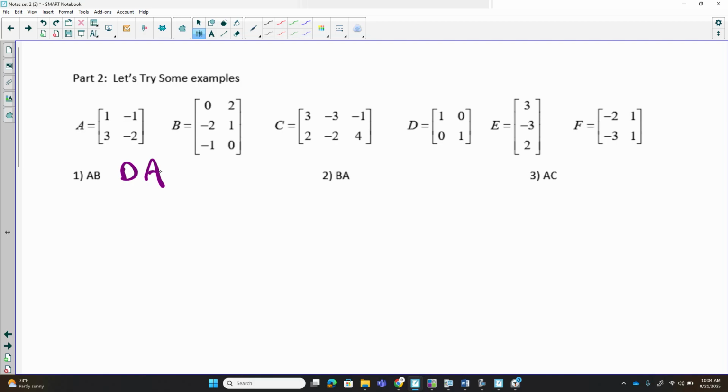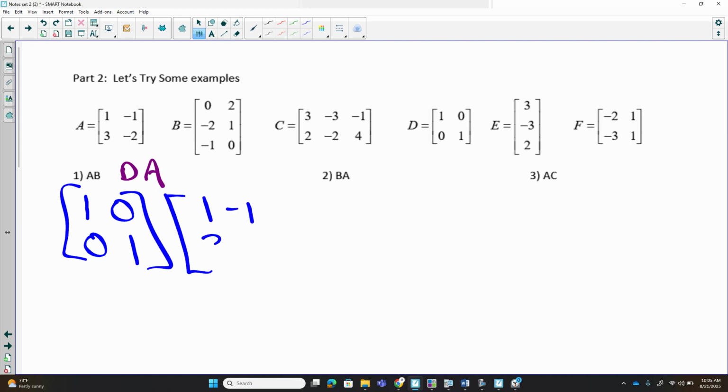All right, now. So D is 1, 0, 0, 1. Write this down, guys. You're going to be doing this one. You're going to multiply these together. So I'll try to refresh your memory on this, on multiplying.